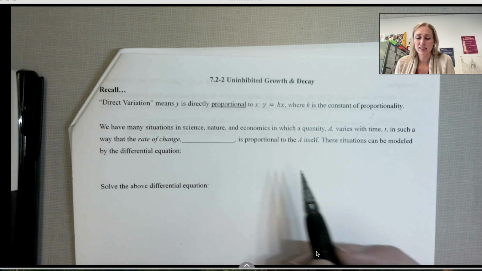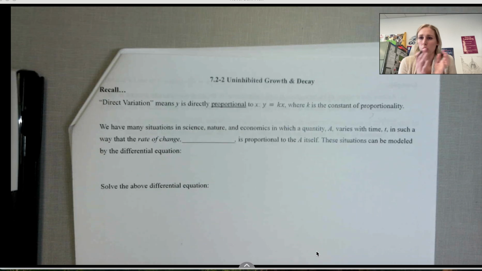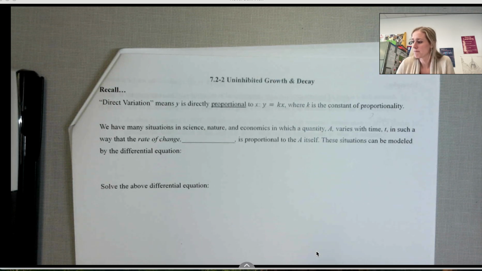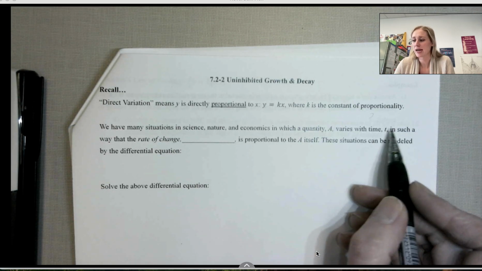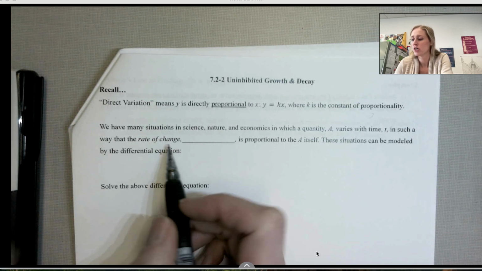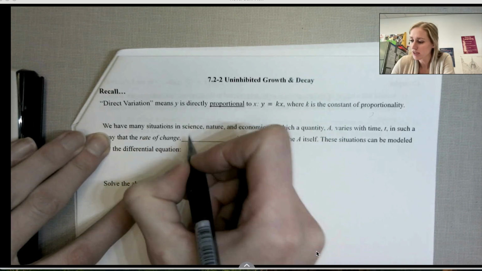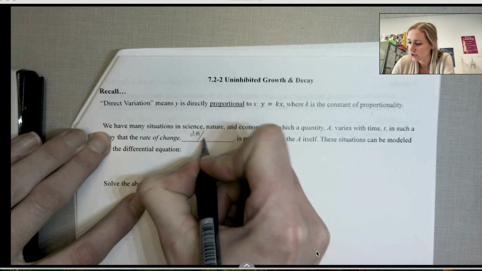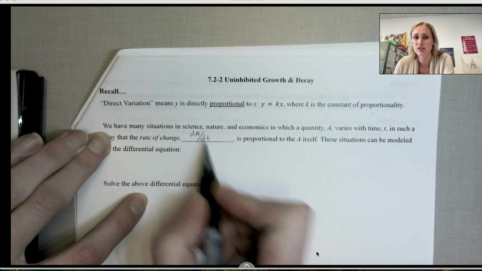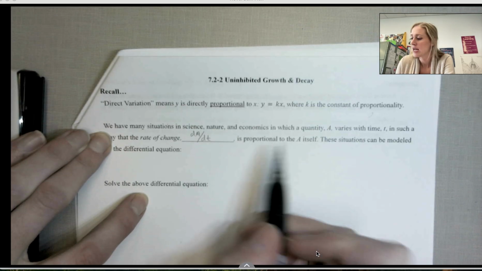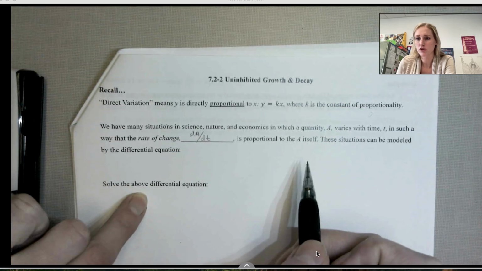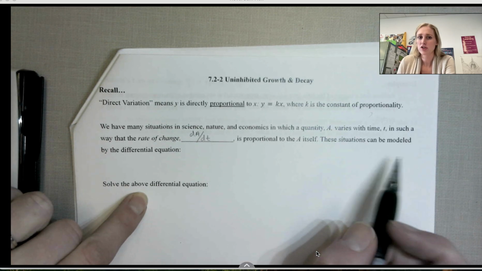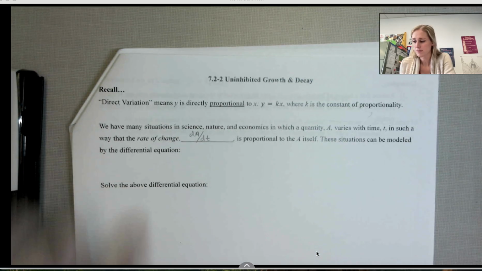So we have many situations where we have a certain quantity. We're going to use A for amount. This could be amount of people, amount of money, amount of bacteria, whatever we're looking at, that varies with respect to time in such a way that our rate of change, remember anytime we hear that, that means derivative. So our rate of change for A with respect to t would be our dA dt, and it's proportional to our original amount itself. These situations can be modeled by differential equations.